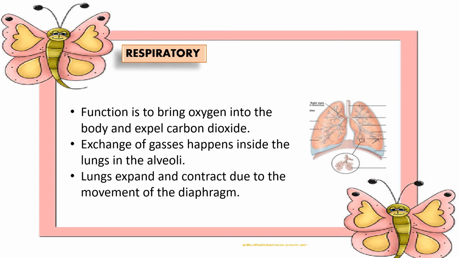So the exchange of gases happens inside the lungs in the alveoli. Then the lungs expand and contract due to the movement of the diaphragm. So that is the function of the respiratory system. Again, it moves air into and out of the lungs. It controls the gas exchange between blood and the lungs.